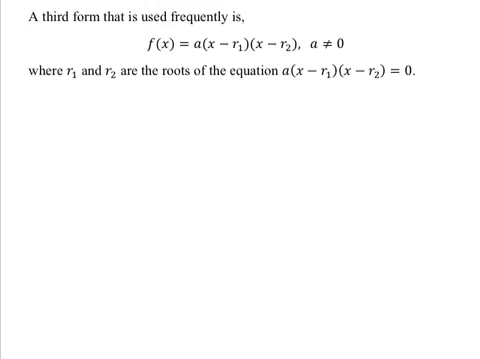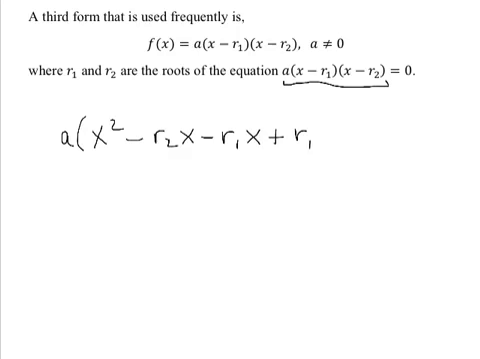Now if we take a look at this, what we're going to notice here is that if we multiply this out, we can get some information from this equation right here. So let's multiply this out. We're going to have a times x squared. Outer is going to give me negative r2x. Inner is negative r1x. And last is positive r1 r2. Then we'll notice that the middle terms have a common variable of x.